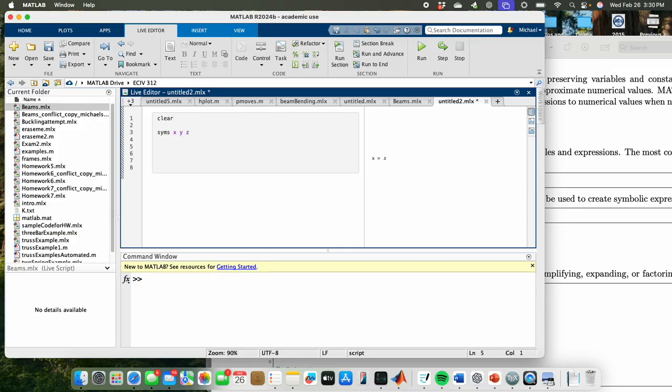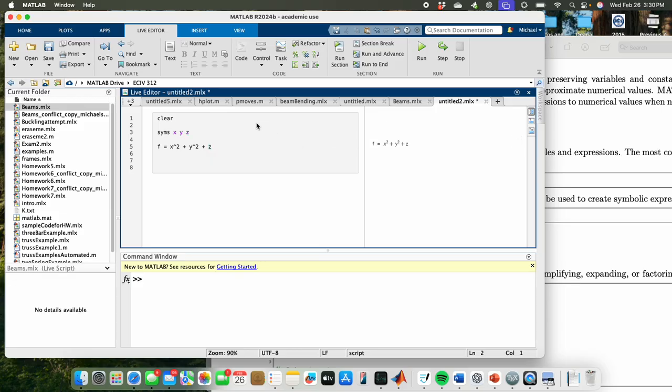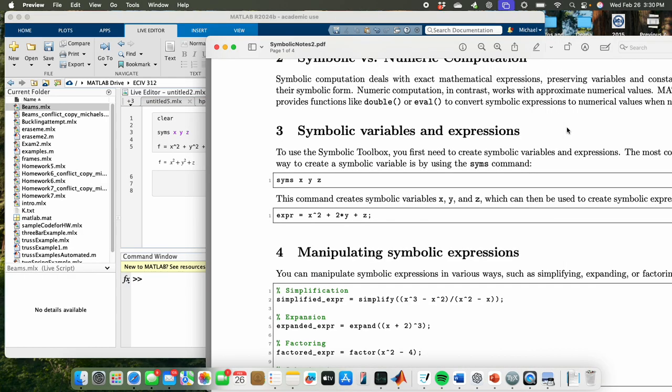syms x, y, and z. So now I could say f is equal to x to the second plus y to the second plus z, right? And then what we should get out is a symbolic version of that. I get a symbolic version of that equation, right? It just shows up as symbolic off to the side there. Kind of like it's stacked a little bit better. Right, it is cool, right? And then you could do all sorts of stuff with these symbolic expressions, right?